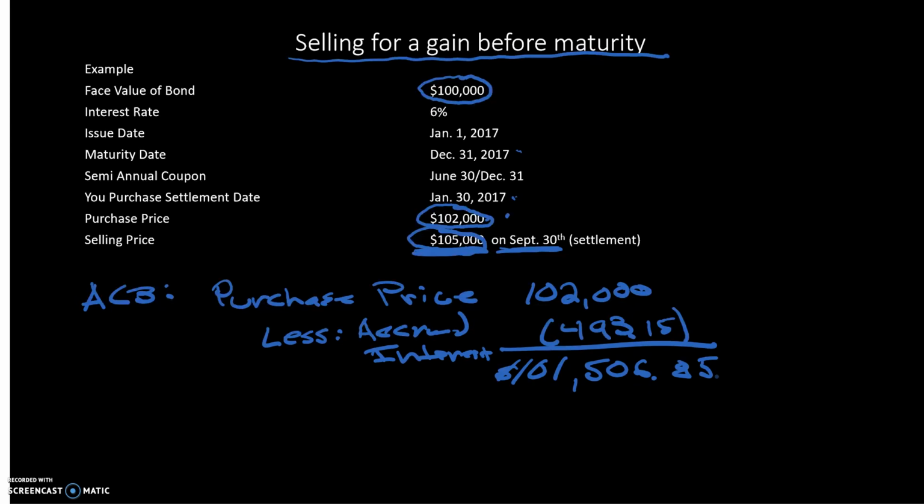Now let's see it again. Here again, let's say interest rates have fallen. The selling price now on September 30th is going to be $105,000. So we're going to be making some money here. Now, the next question, as we've done in our previous examples, is the interest to report during the year.